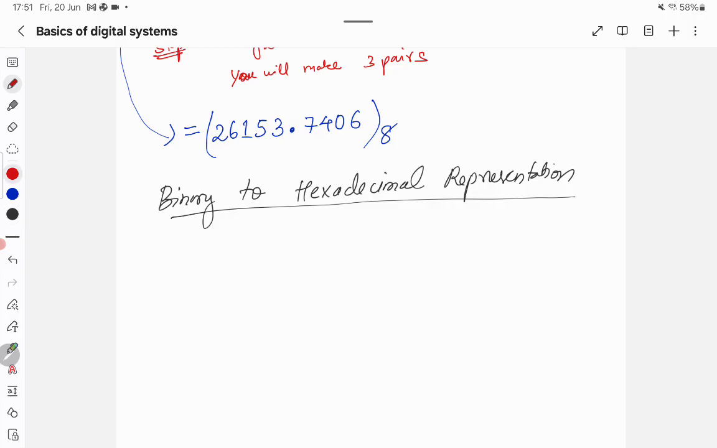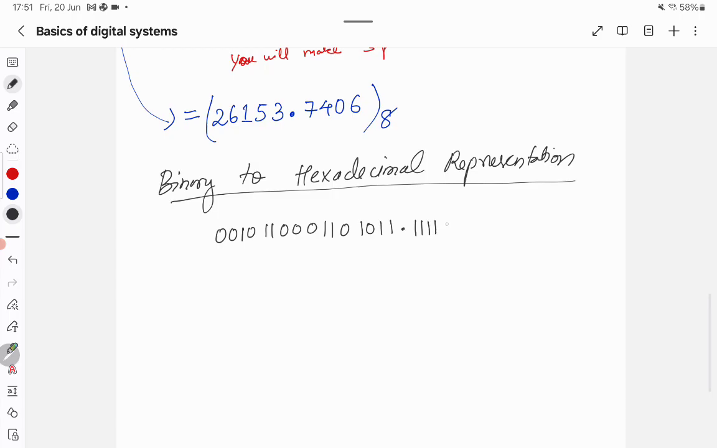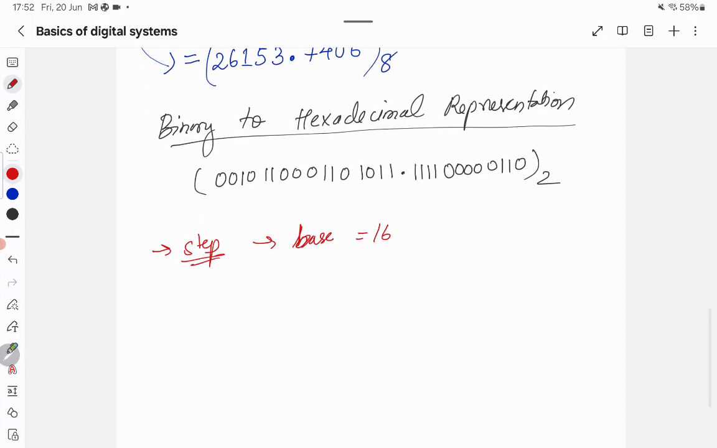If you see binary to hexadecimal, let's say you have the number 0 0 1 0 1 1 0 0 0 1 1 0 1 0 0 1 1, and point 1 1 1 1, then 0 0 0 0, then 0 1 1 0. So this is the binary number given. You have to convert to hexadecimal. So step 1, you will find the base. The base is 16, right? Hexadecimal means 16.